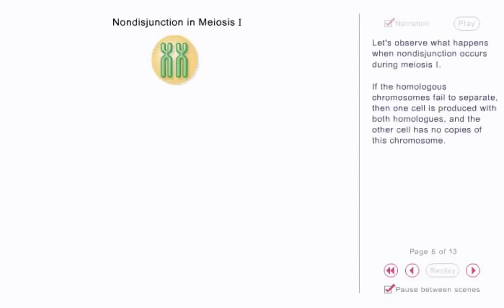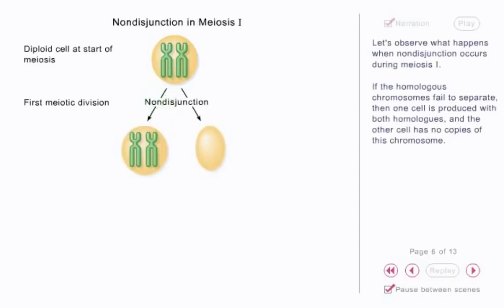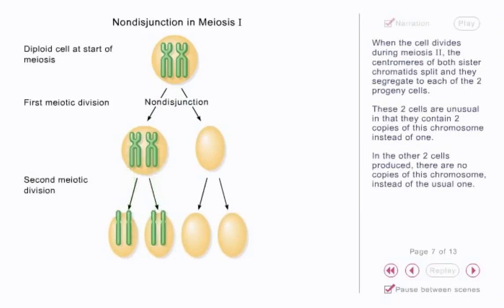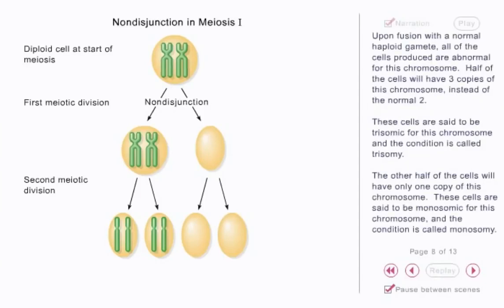Let's observe what happens when non-disjunction occurs during meiosis I. If the homologous chromosomes fail to separate, then one cell is produced with both homologs, and the other cell has no copies of this chromosome. When the cell divides during meiosis II, the centromeres of both sister chromatids split and they segregate to each of the 2 progeny cells. These 2 cells are unusual in that they contain 2 copies of this chromosome instead of 1. In the other 2 cells produced, there are no copies of this chromosome instead of the usual 1.